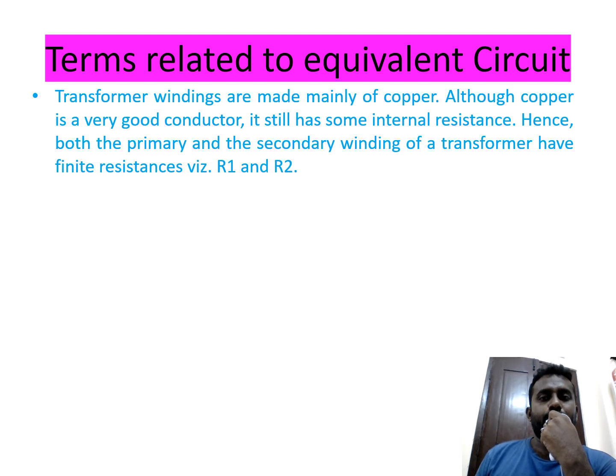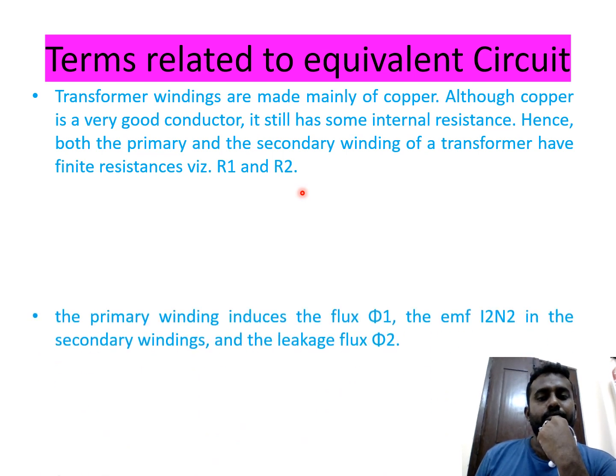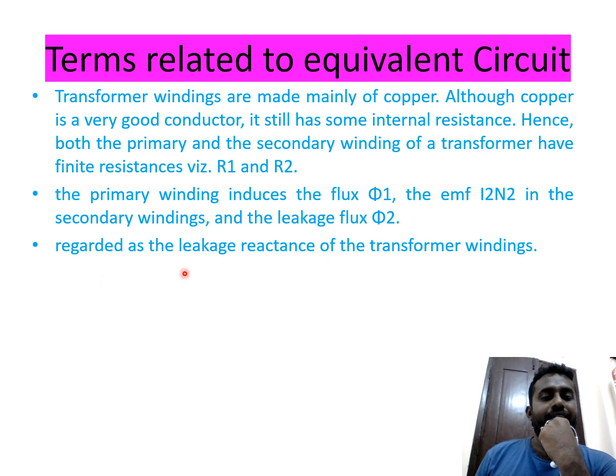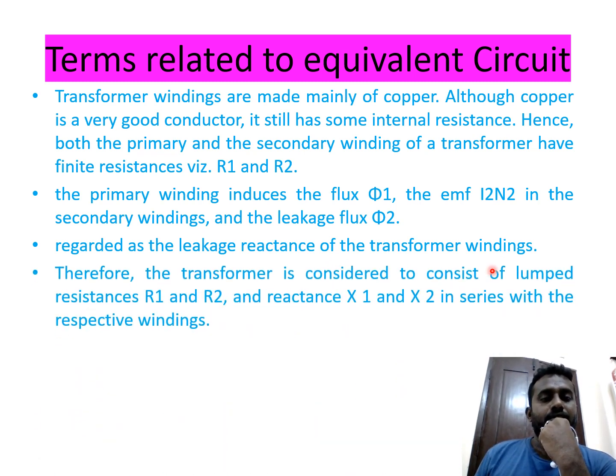The terms related to the equivalent circuit, how do we get an equivalent circuit: the transformer windings are made up mainly of copper, a very good conductor, but it has some internal resistance. Hence, primary and secondary windings have finite resistances R1 and R2. Apart from this, the primary and secondary windings also have some flux that gives rise to a reactance component regarded as the leakage reactance of the transformer winding. So the transformer is considered to consist of resistances R1 and R2 and reactances X1 and X2 in series with the respective windings.